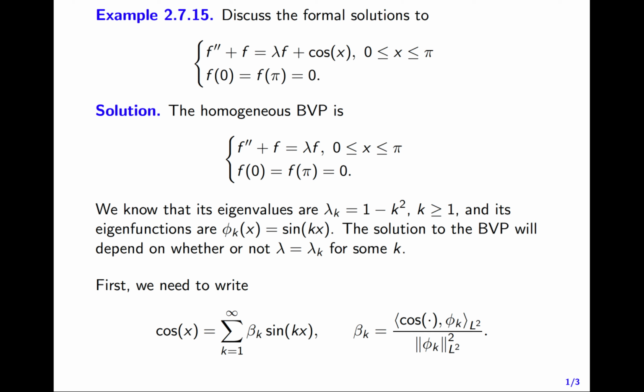And before we get any further, we need to be able to write cosine of x as a series of these eigenfunctions, namely as the sum from k = 1 to infinity of some coefficients β_k times sin(kx), and more precisely, β_k would be the inner product of cosine with φ_k in L2 divided by the L2 norm squared of φ_k. So first we can calculate the L2 norm squared of φ_k, the integral from 0 to π of sin²(kx), and that turns out to be equal to π/2 for k greater than or equal to 1, using some trig integration techniques or a computer algebra system.